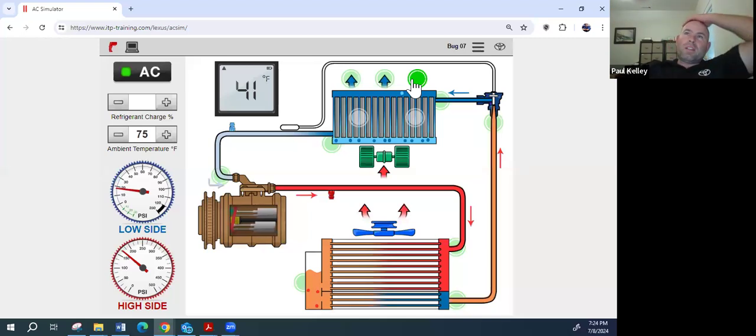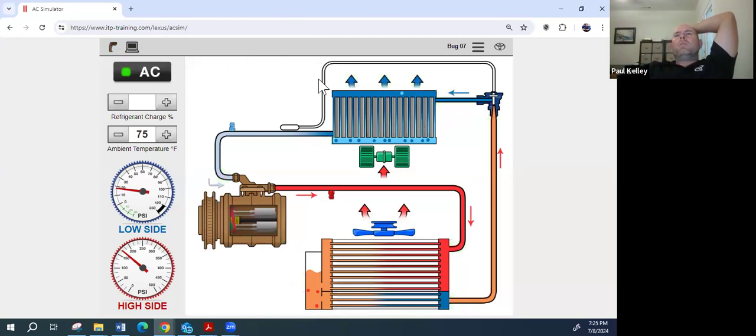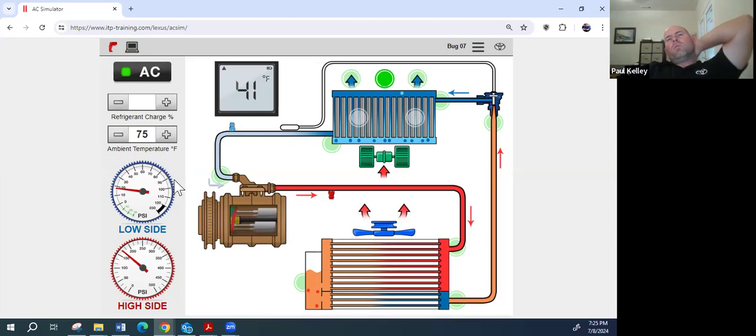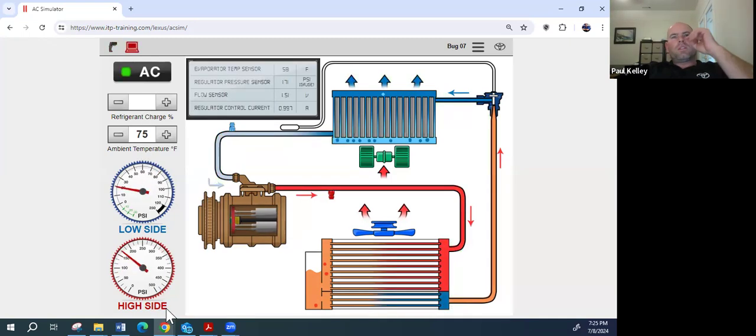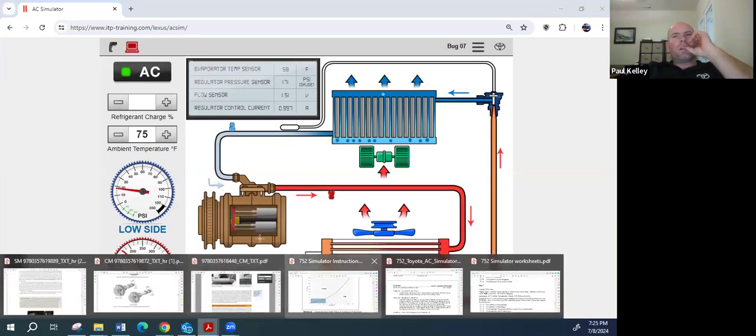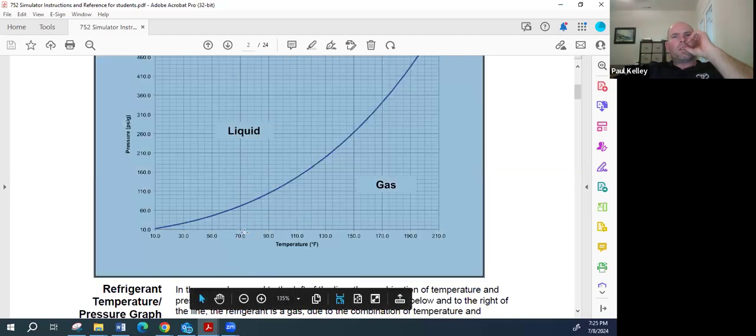So this one so far hasn't really acted up, has it? So if I get the temp gun, 41, 41, 41, that's pretty cool. And they're saying it doesn't blow cool at times. Okay, if I turn it off, let's look, we got about 80 degrees. At 75 outside, reading 80 degrees, that's telling me that this is charged about right. If you were to look here, you'd find out that I'm correct.